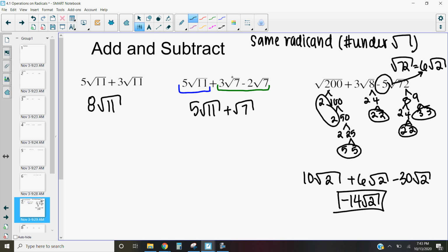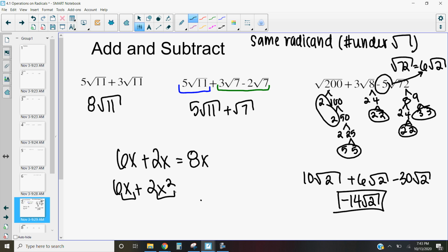The reason why is, think of when we add and subtract monomials. If I had 6x plus 2x, I can combine these and get 8x. But if I have 6x plus 2x squared, well, these are different and they're raised to different powers. So similarly, just like our radical signs, if it's a square root versus a cubed root versus a fourth root, we can't combine those because they're not the same. So we need to make sure that we're combining them that way.